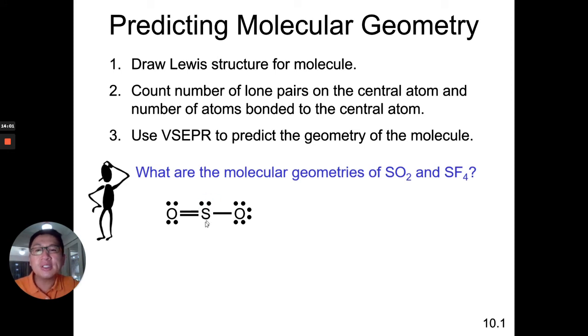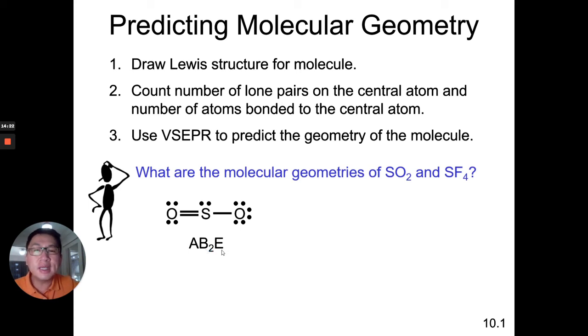How many atoms are attached to the center atom? There are 2 atoms. It does not matter if it's a double bond or single bond. There are 2 atoms bonded to the center atom, and 1 lone pair. Sometimes people write it as AB2E, but whatever. Just know there's 2 bonded atoms and 1 lone pair.